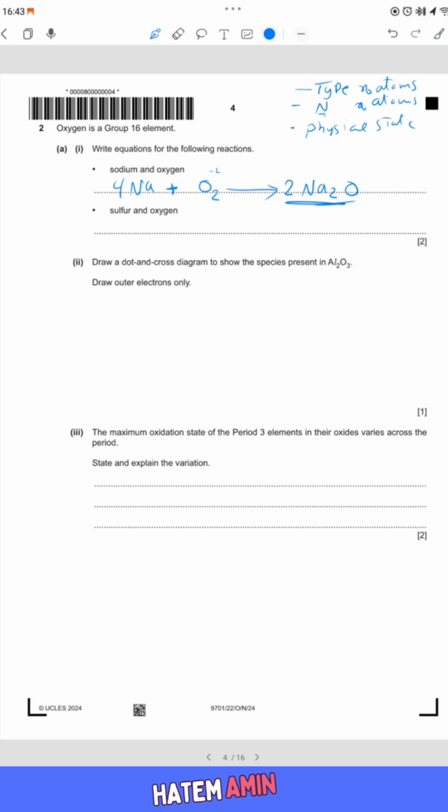Okay, perfect. Second one, sulfur and oxygen. What is sulfur and oxygen? Sulfur is S. If it reacted with oxygen, O2, and S is sulfur, it should give us SO2. Yes, perfect. It is SO2, sulfur dioxide gas. And here is gas, sulfur is solid: gas, solid.